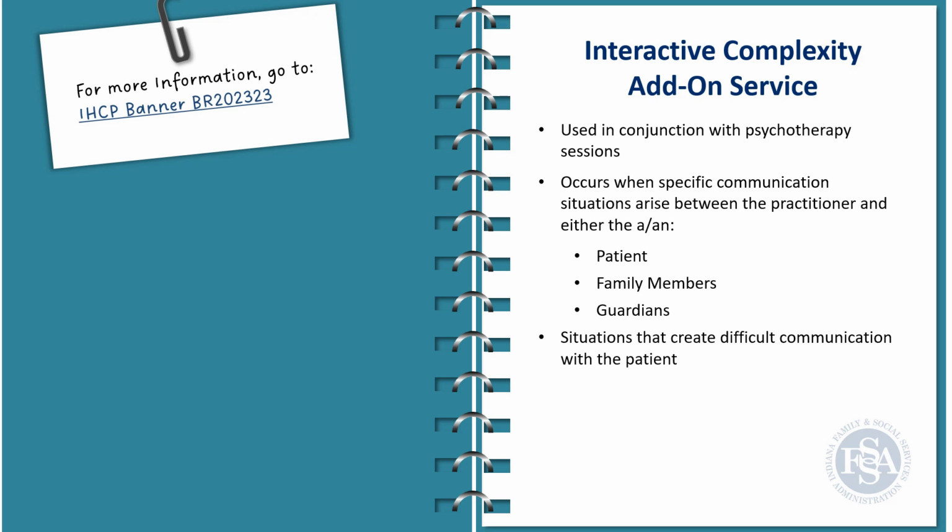In January 2022, the American Psychological Association, or APA, revised its guidelines for the application and documentation of this code. Additionally, the IHCP banner BR202323, dated June 6, 2023, specifies these complicating factors must be documented in the patient's record to justify the use of this code. Next, we'll discuss examples of communication difficulties.